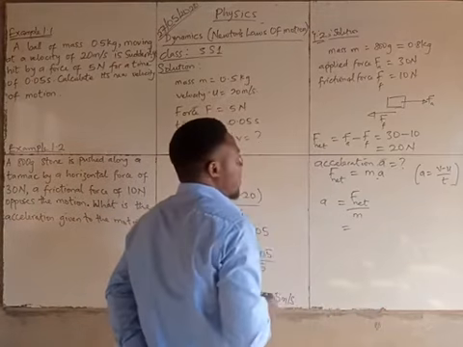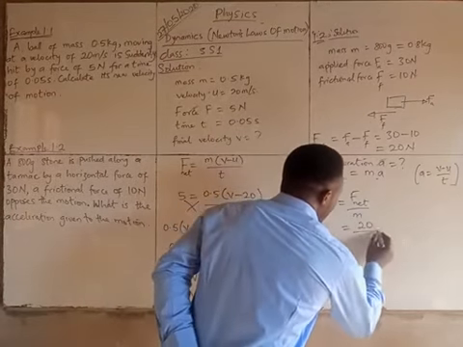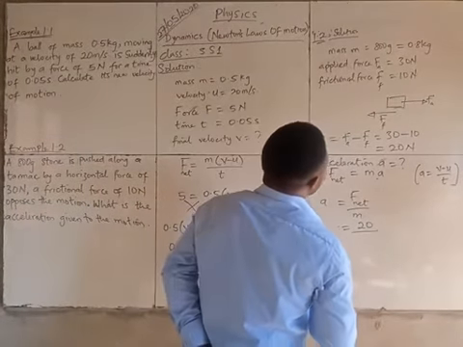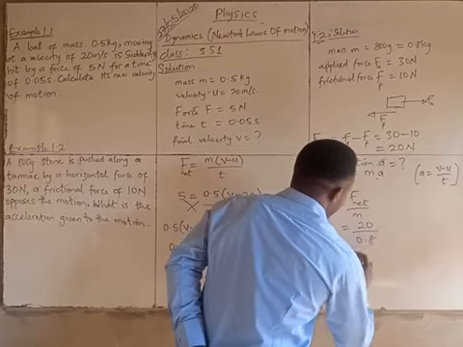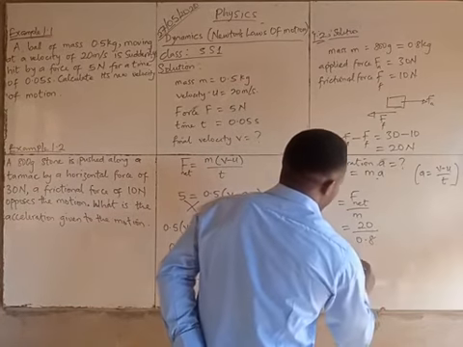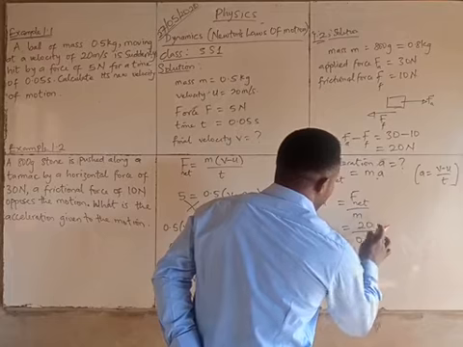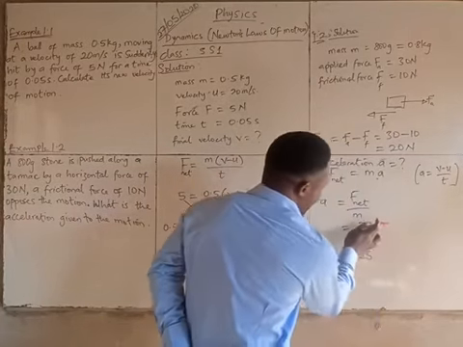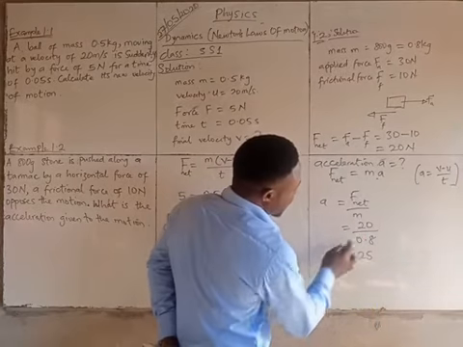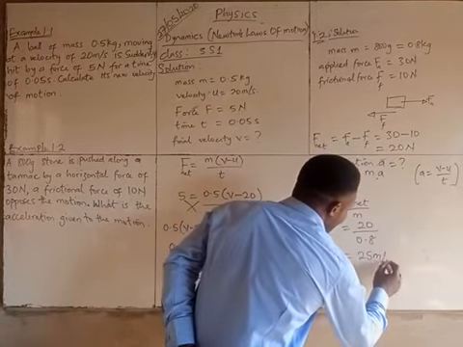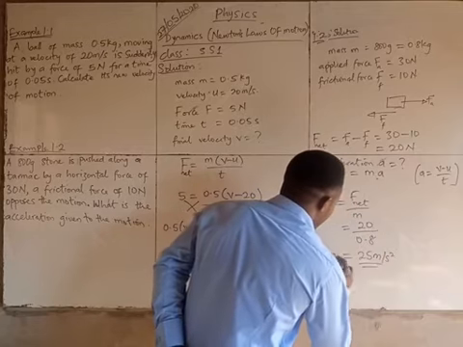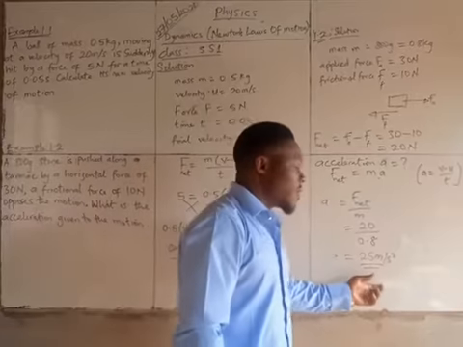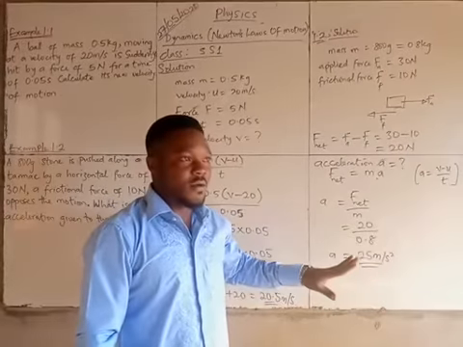And what is our F net? 20 all over the mass. The mass we have here is 0.8 kg. This is going to give us 200 divided by 8, and that is going to give us 25. That is, 20 divided by 0.8 will give us 25 meters per second squared. And that is your acceleration. Please always remember to put the units whenever you solve questions, because without that, you are wrong.